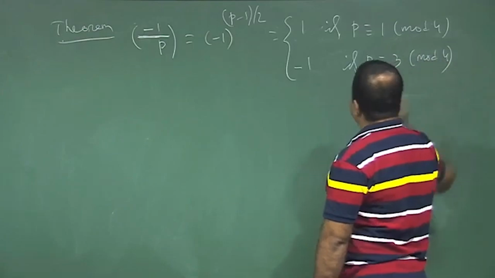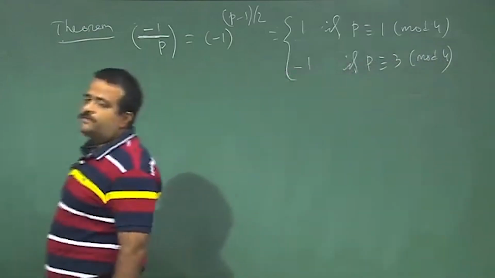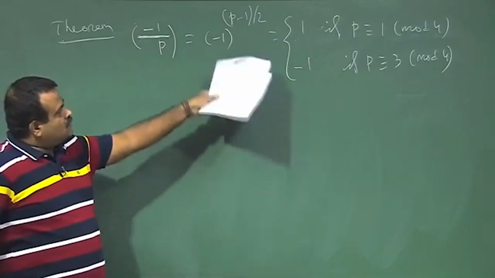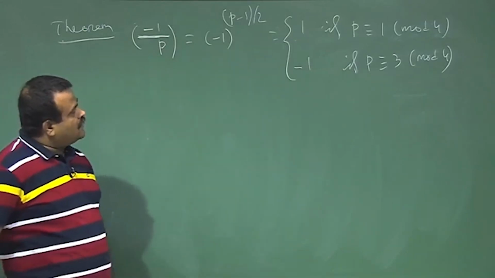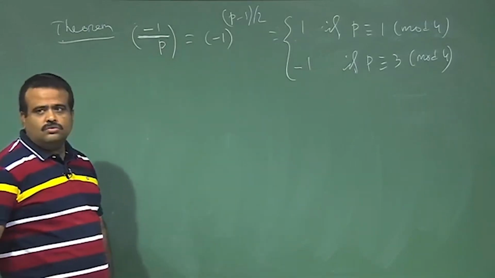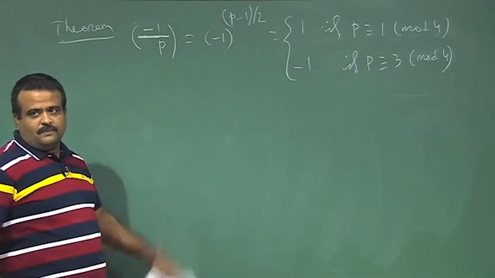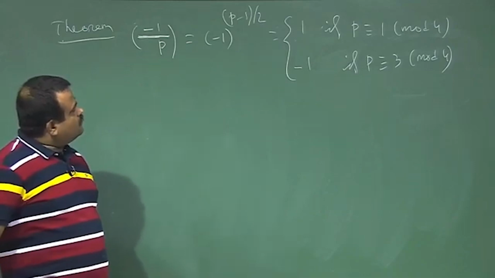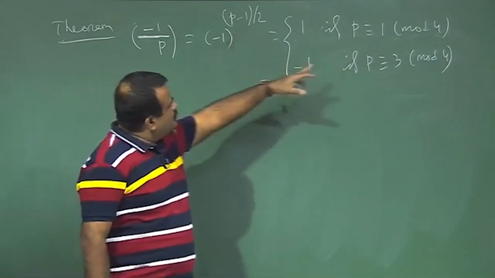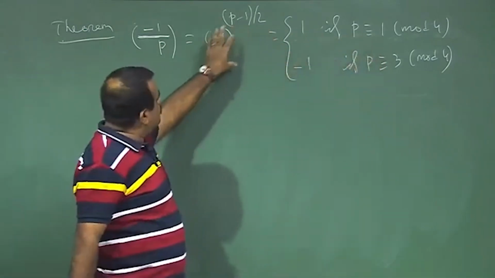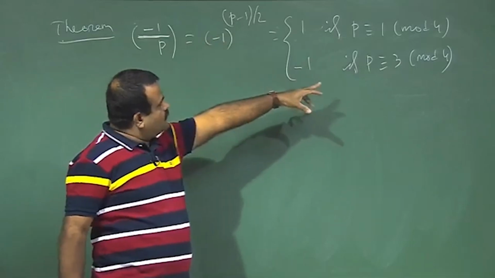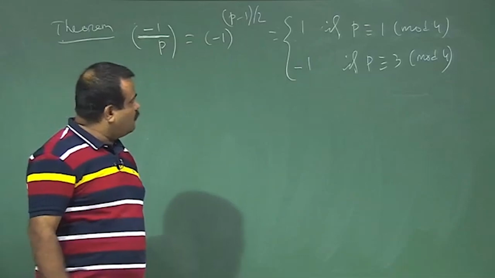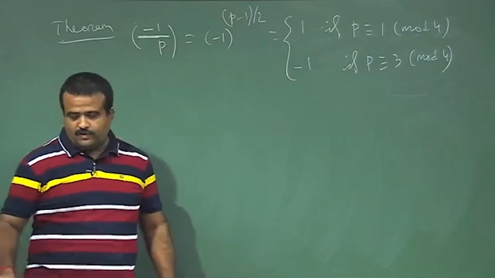Since P is prime, P is either congruent to 1 mod 4 or congruent to 3 mod 4, because the other two options, 4k and 4k plus 2, do not give us P prime. So, if P is congruent to 1 mod 4 we put this value and we get 1, and if P is congruent to 3 mod 4 it gives us minus 1. So, this proof is also straightforward.